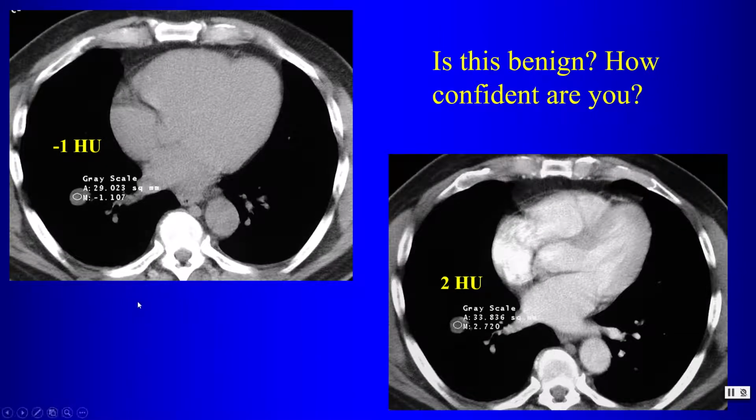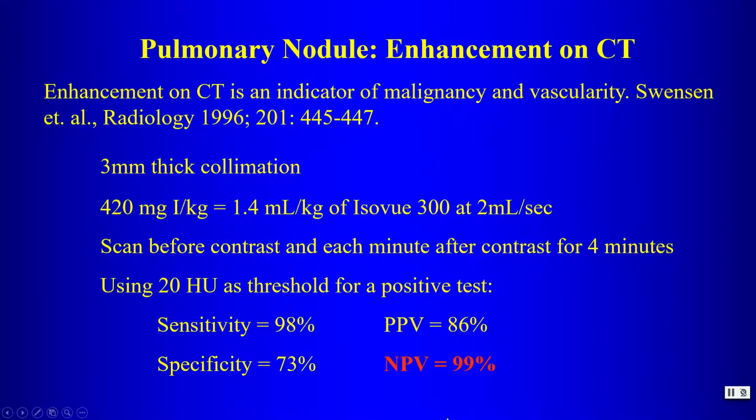Now in this case, we have an image without contrast, and here we have an image with contrast, and you notice that there really is no appreciable enhancement in this lesion. So is this lesion benign, and how confident are you that this lesion is benign? Well, it turns out if the study was done properly, you can have a very high confidence that this lesion is benign.